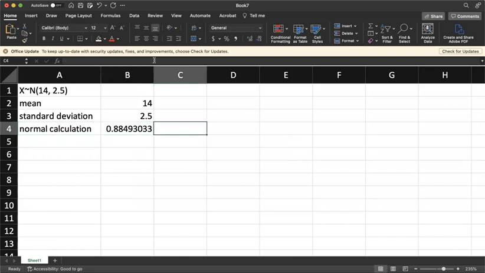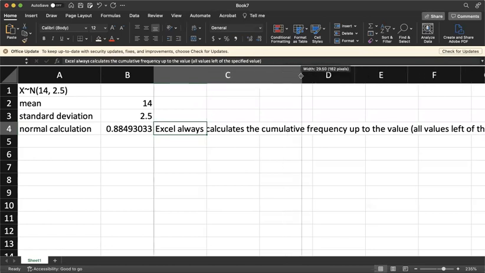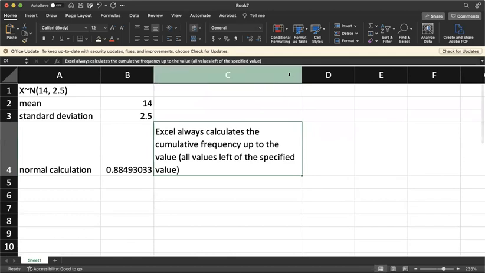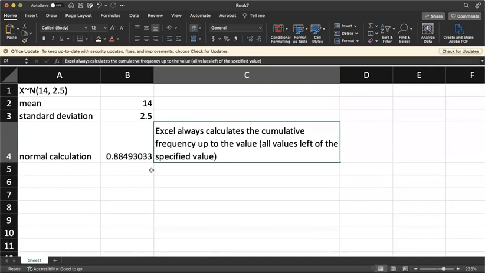If we close that up, we're going to get a value that I did not have on that sheet. The reason for that is that Excel always calculates the cumulative frequency up to the value. That means all values left of the specified value. Let's just make this a little bigger. Here we can wrap it, and now we can read it. What's going on here is that on that graph, it's going up to 17 instead of more than 17.